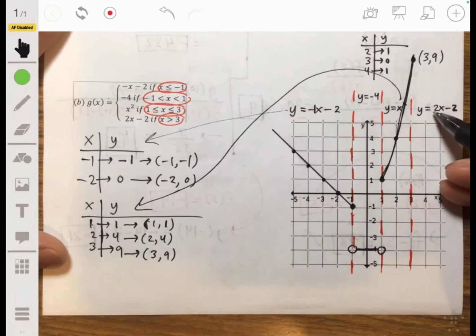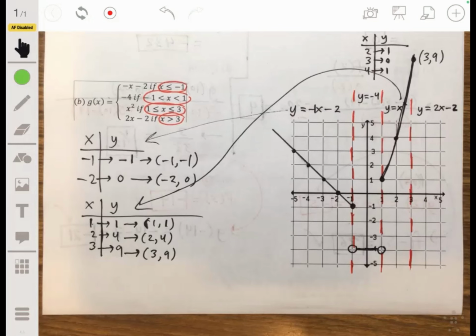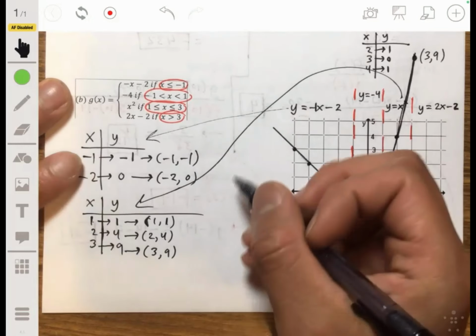All right, and the last one, we have y is 2x minus 2. So then we can plug in 3 and 4 and go from there. But we're going to have an open circle at 3. So another xy. Let's just plug in 3 and 4.